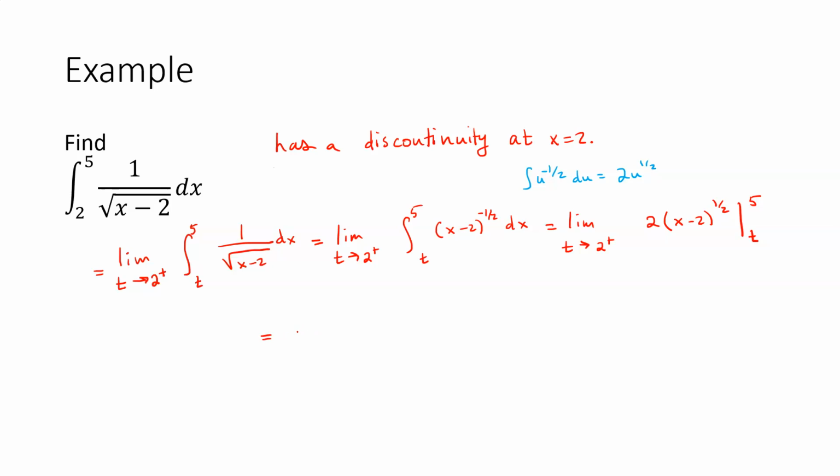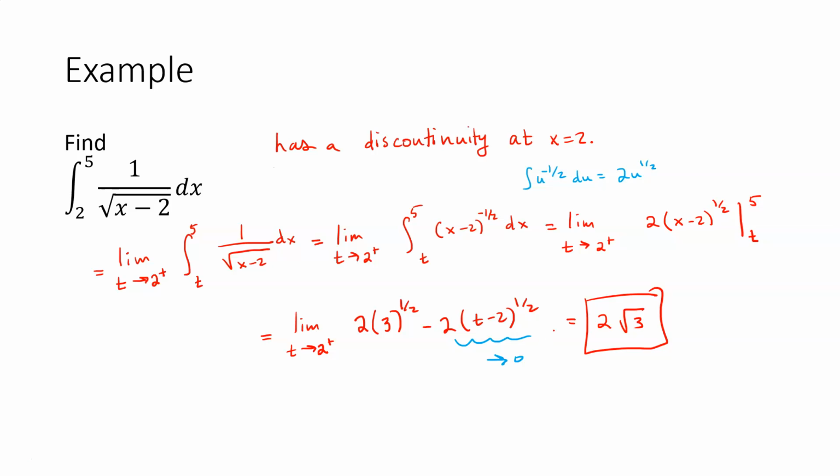Again, I'm writing the limit every time, and then at the very end we'll evaluate the limit. But now let's see, we've got 2 times (5 minus 2), which is 3, to the 1/2 power, minus 2 times (t minus 2) to the 1/2 power. What I notice now is that as t approaches 2 from the right, this second term will go to 0. And so there we have 2 times 3 to the 1/2 power minus 0, so it'll just be 2 times the square root of 3. So this one has a finite area.